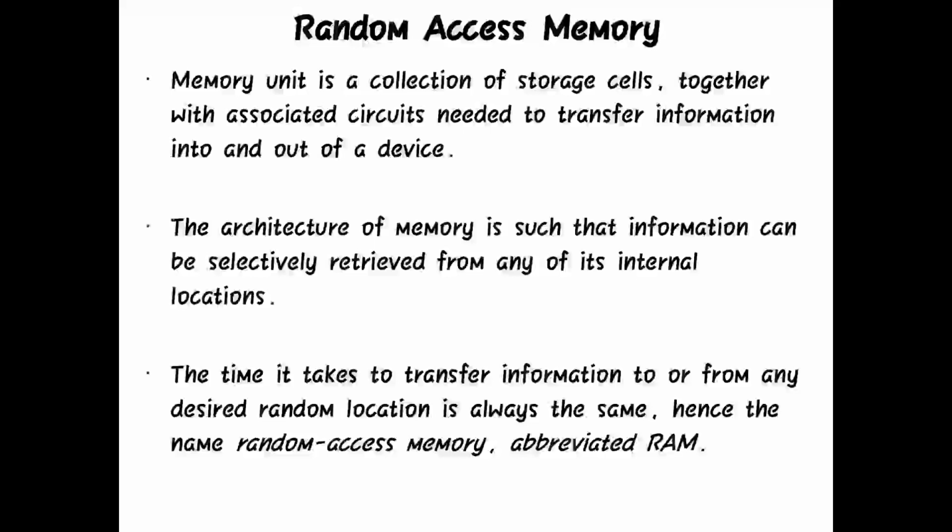For example, picking students randomly. Similarly here also, random means taking or retrieving data from any of the locations. So randomly I take the data, and that is why the name is random access memory. And another point is that in this random access memory, the time taken to transfer data into the memory and the time taken to transfer the data out of the memory is the same. That is also why it is termed random access memory.